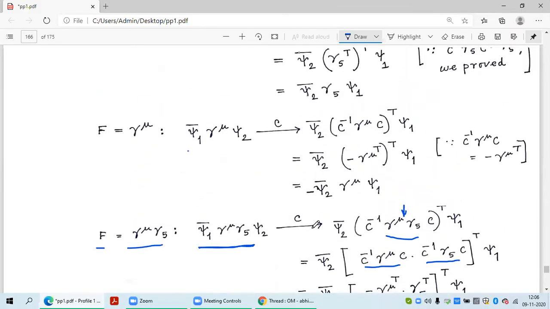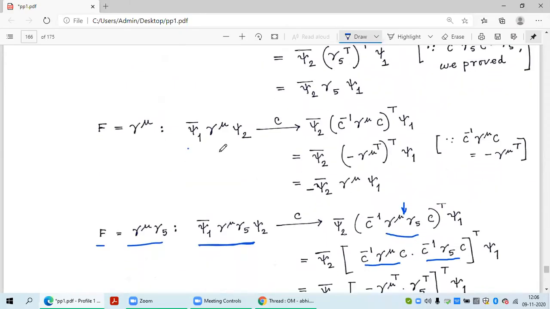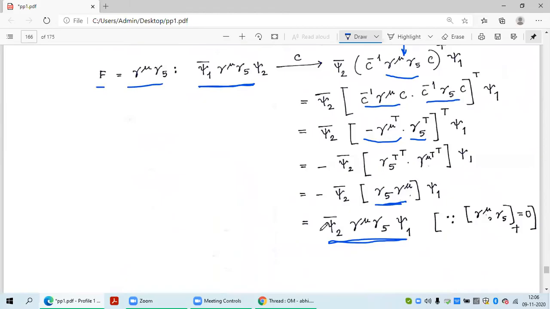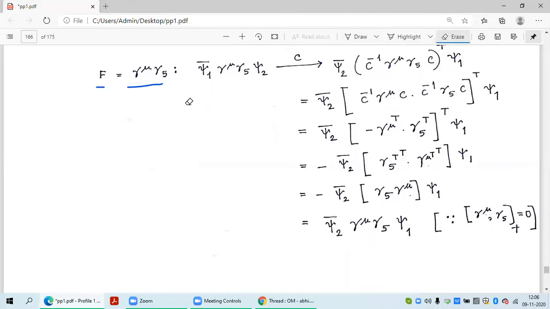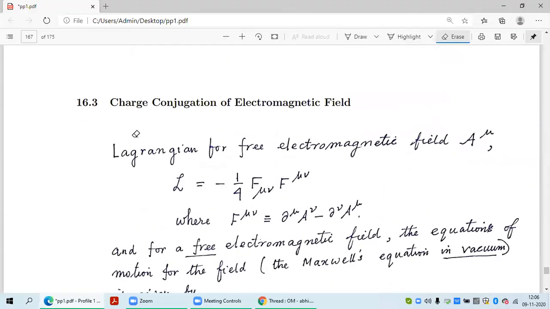So these are interesting things. For gamma mu, the sign changes; for this one, the sign does not change. We will see how these objects give us a useful way of constructing Lagrangians, particularly for weak interactions, where charge conjugation is not always respected. We'll see that anyway. So this is what we have done.